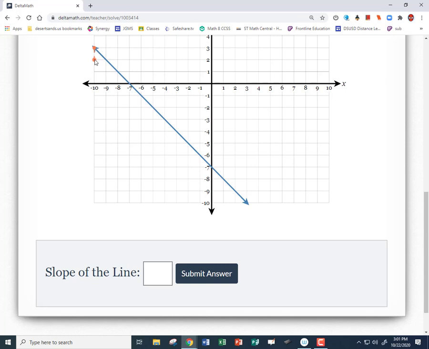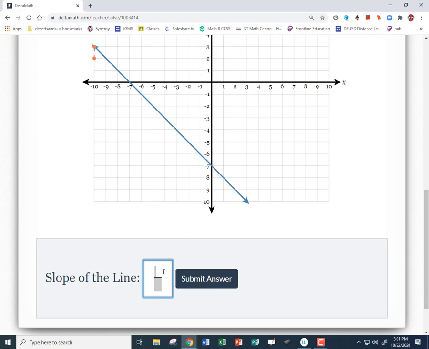And how far did I go down? Well, I went down 1 unit. So when I put my fraction bar, I'm going to put -1. And let's see, then I'm coming back and I'm going to go to the right one. And I'm going to put a +1. Now, I want to let you know, if you put -1/1 in there, it's actually going to say that it's wrong.